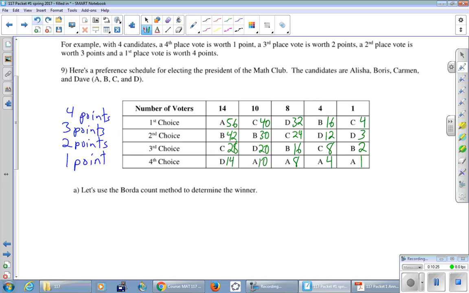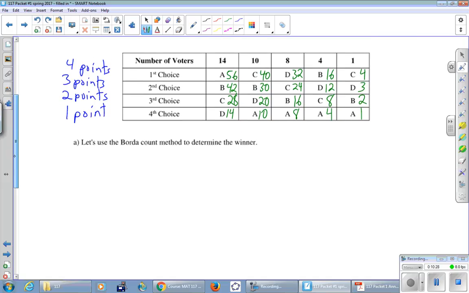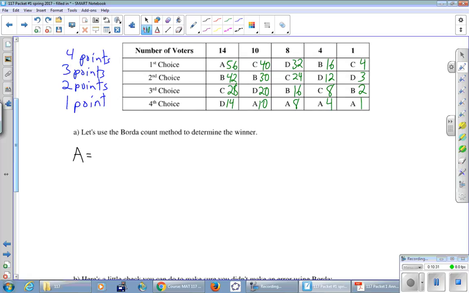Okay, and so now we got to push all these numbers together and give each candidate their total number of points. So starting with A, let's find all of the places where A got some points. So we've got A right there and right there, there, there, and there. In fact, you're going to find A once in every single column because every voter put A somewhere on their ballot. So let's just add up the points that A gets to get A's total. So 56 points plus 10 plus 8 plus 4 plus 1. So I think that's 79.